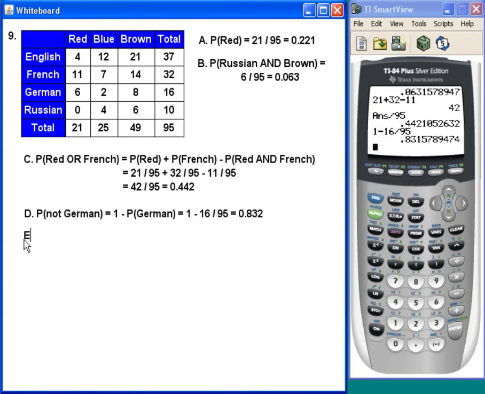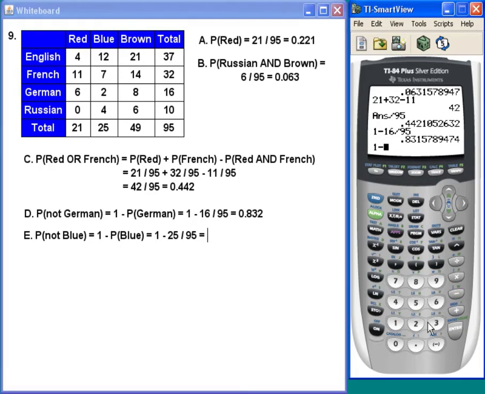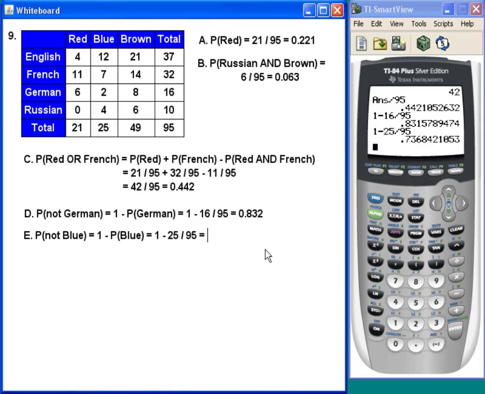Part E, the binding is not blue. Same concept here, 1 minus the probability that the binding is blue. So we would do 1 minus, there's 25 out of 95 blue bindings. So 1 minus 25 over 95 is 0.736. Sorry, 0.737 when I round properly.